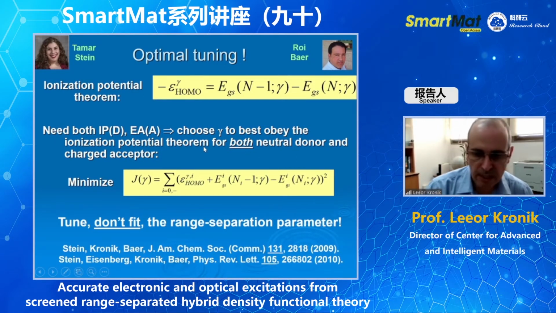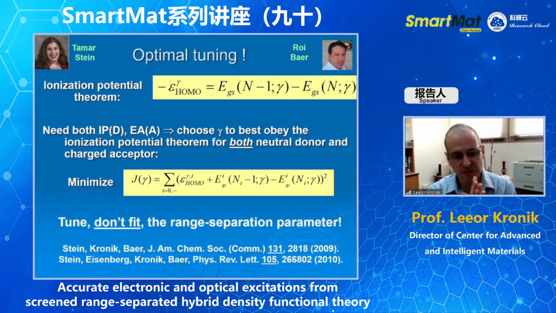Now, the point that I cannot emphasize enough is that this means that we are tuning the range separation parameter per system, but we are not fitting anything. We are not fitting to experiment. We are not fitting to a different form of theory. We are only asking that an exact condition within DFT be obeyed.